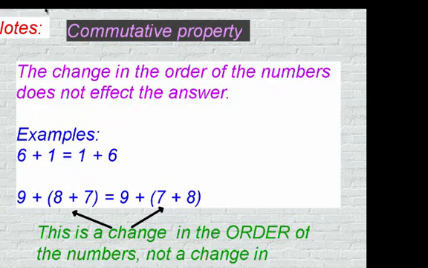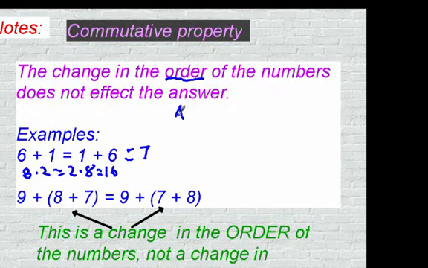commutative property. So the commutative property is all about ordering. It says that the change in the order of the numbers does not affect the answer. So for example, 6 plus 1 and 1 plus 6, those both equal 7. It doesn't make a difference that I do 6 plus 1 or 1 plus 6. The order makes no difference at all. By the same idea, I could say like 8 times 2 equals 2 times 8. They both equal 16. The order makes no difference. Commutative property is all about order.